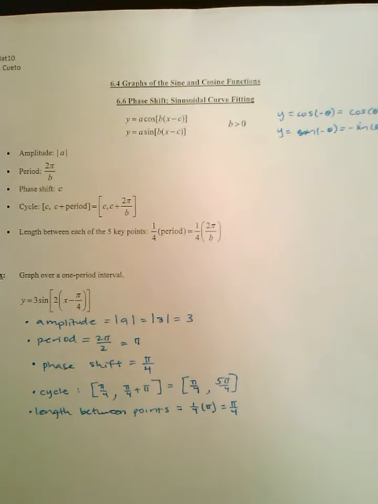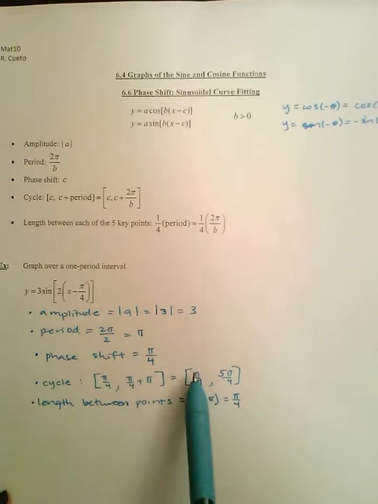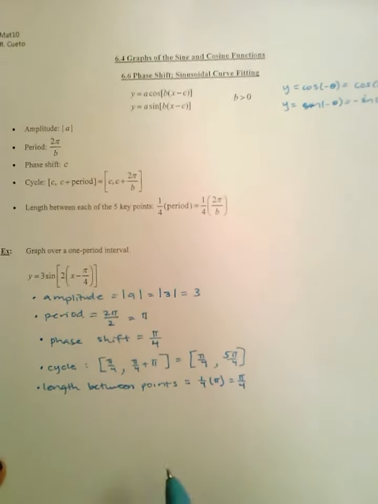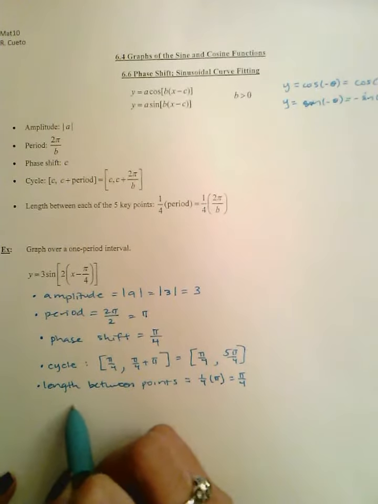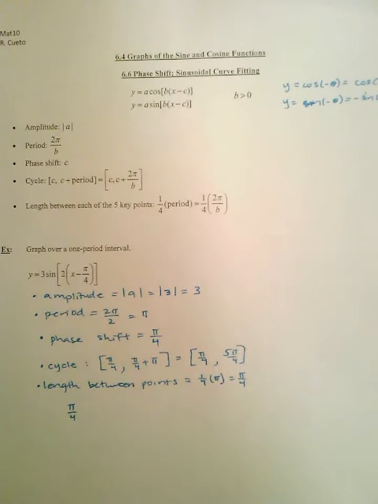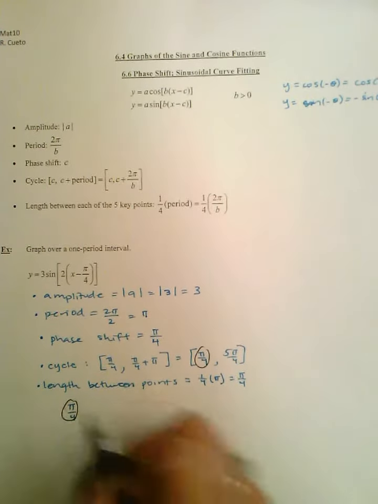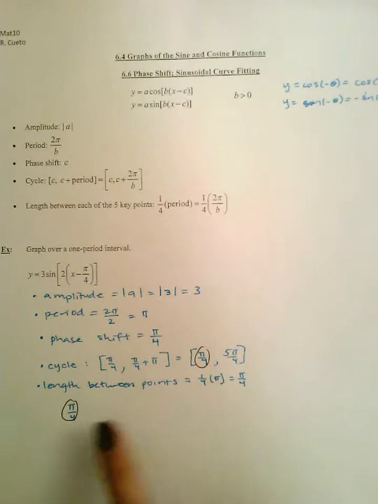So what I need to know is first my starting point. My starting point is based on the cycle, which was based on the phase shift. So we're going to start my function at pi over 4. So that's the first x value: x equals pi over 4. And again, this one is based off of my starting point on the cycle, so those two have to match.